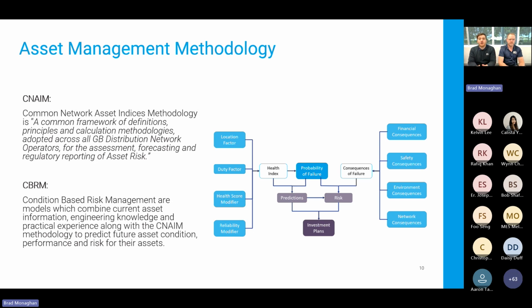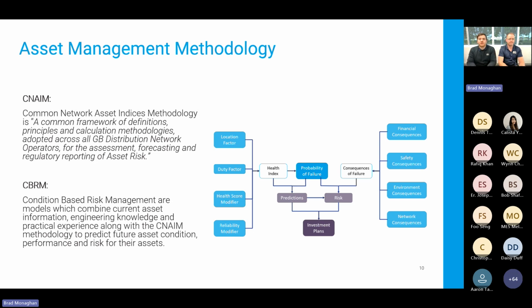And it's a large overarching asset model where it combines effectively everything you have, every bit of information on your cables. This is our model that's based on the CNAIM methodology, which was developed alongside EA Technology over in the UK with all of their energy companies. And it was put in by the regulator as a way of standardizing how we assessed our different assets.